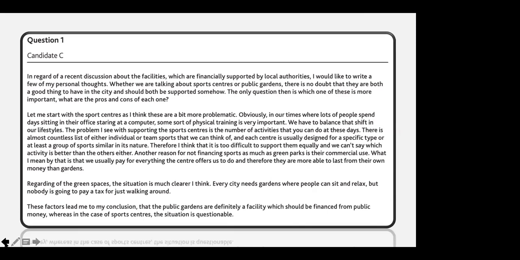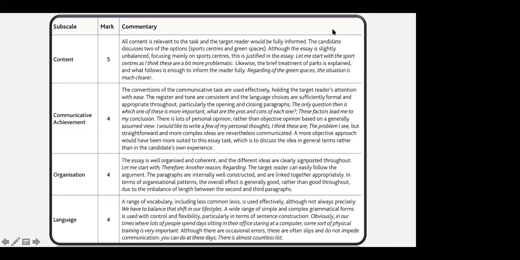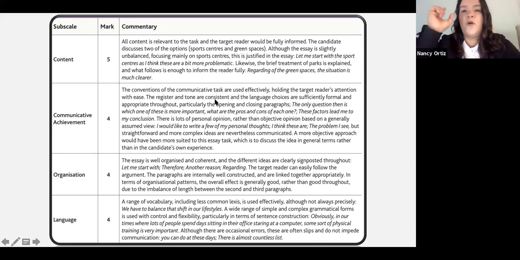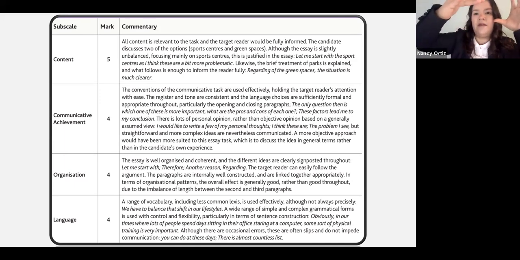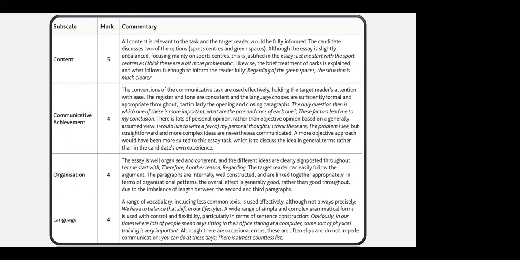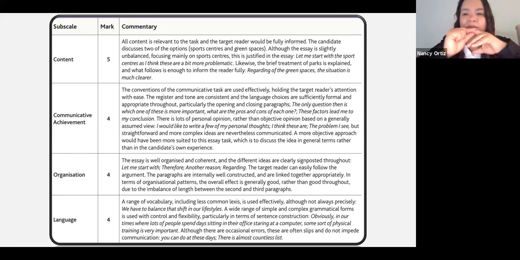I have a doubt. Yes. What do they mean by unbalanced? I don't understand why this writing could be unbalanced. In what sense? Because the person chooses two options, sports centers and green spaces. So if you go back to the lines, they spend more time talking about sports, and little on green spaces. So the person says, although it's slightly, it means a little unbalanced, just a little. But it says, although it was a little imbalanced, it is justified. Why? Because the person said, let me start with sports centers, as I think these are a bit more problematic. So if I were checking, I would say, yes, it was a little bit unbalanced, but because he's saying these are more problematic, he has to talk more about this. So at the end, it was okay because he justified this.